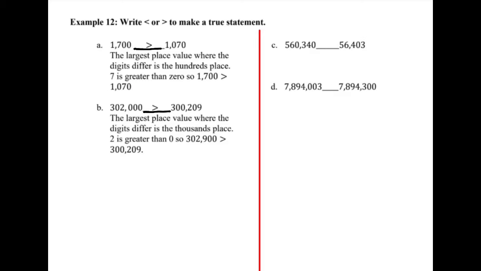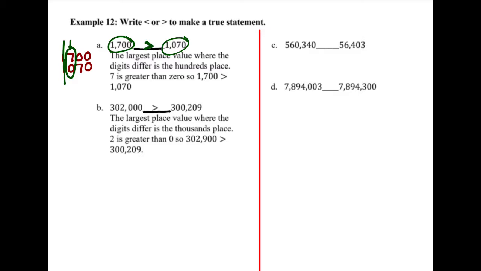Let me explain that one by writing them on top of each other like we did on the other page. So 1700, 1070. Okay, so the ones are the same. This one is not. So the 700 is the top row, and the 000 is the bottom row. 7 is bigger than 0, so 1700 is bigger than, or greater than, 1070.